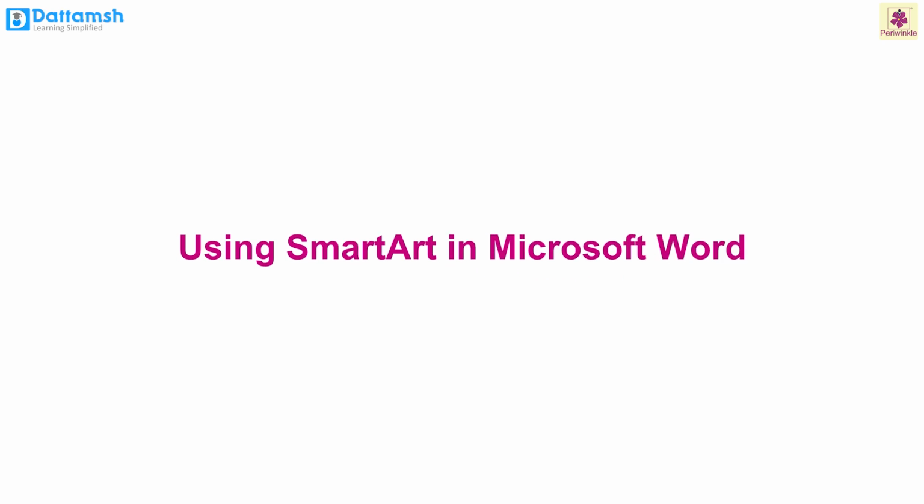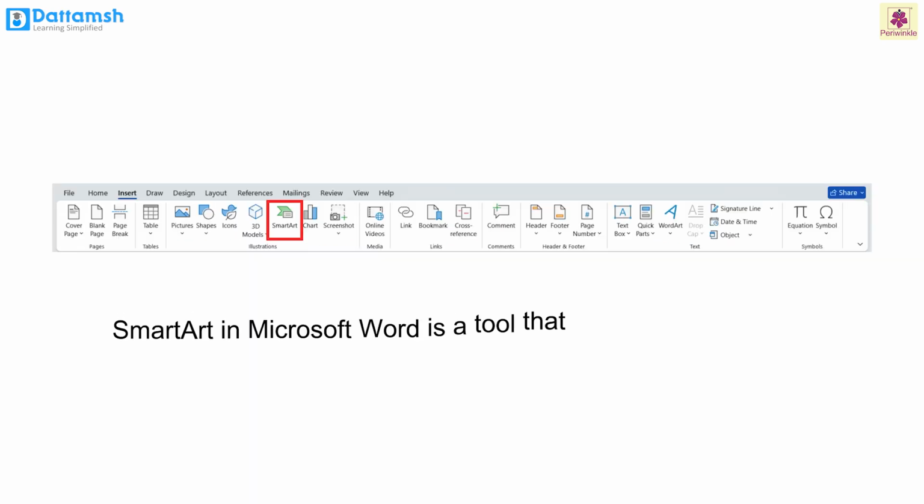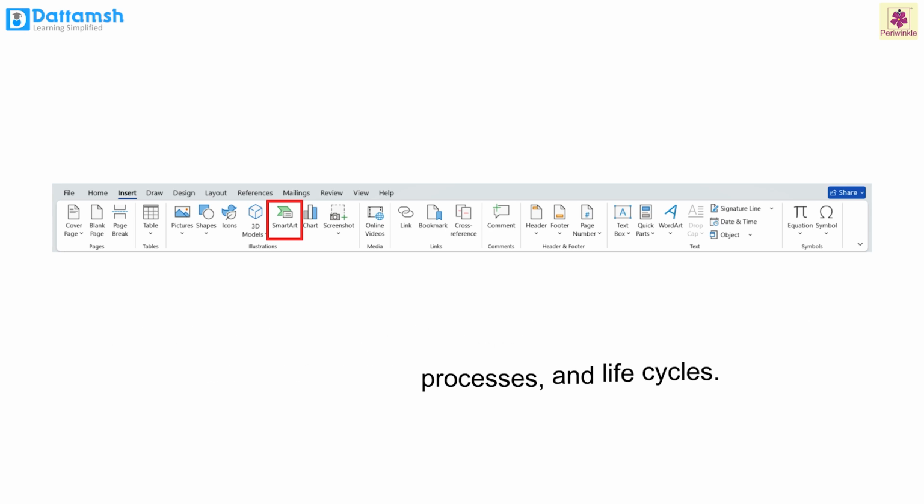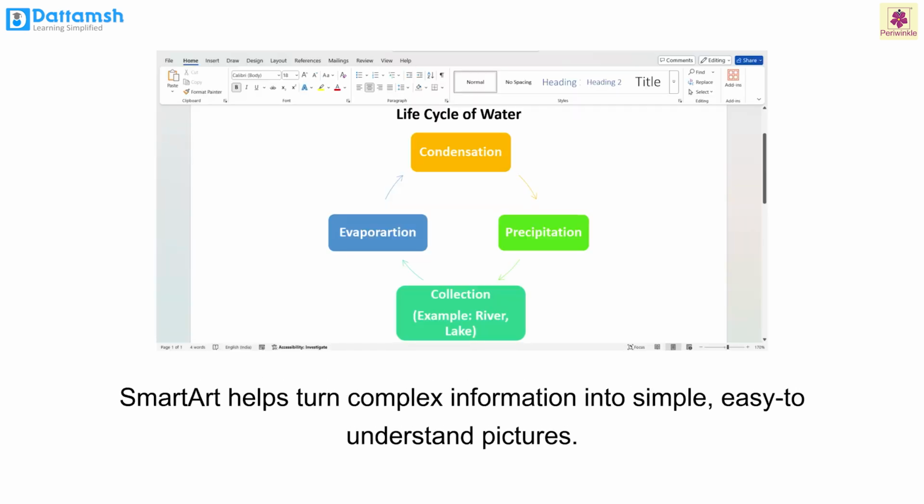Students, now let us learn about using SmartArt in Microsoft Word. SmartArt in Microsoft Word is a tool that lets you create visual diagrams like lists, processes, and life cycles. SmartArt helps turn complex information into simple, easy to understand pictures.